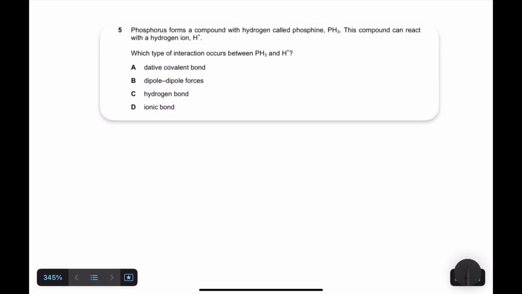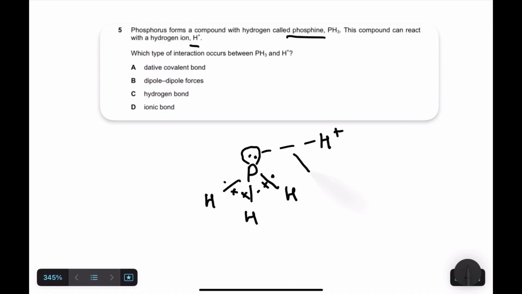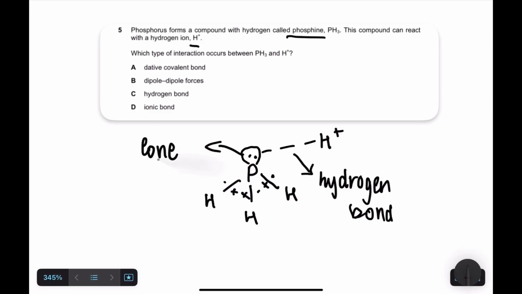Question 5. It asks what interaction forms between a phosphine molecule and a hydrogen ion. So if we draw the atoms, one electron is shared between the phosphorus atom and hydrogen, and there is a lone pair on the phosphorus atom. There is a hydrogen ion with no electron. Therefore, there would be a bond formed between these two species. It is formed between the lone pair of the phosphorus atom and the positive hydrogen ion. Therefore, the answer would be C.